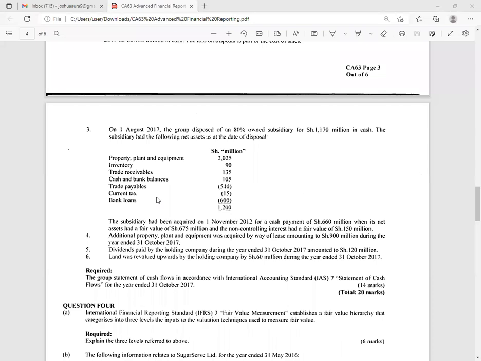We are told in note number 4 that additional property, plant, and equipment was acquired by way of lease. So we brought in assets through leasing. Of course, leases nowadays are all classified as finance leases. These are your assets. So we bought new PPE through lease.